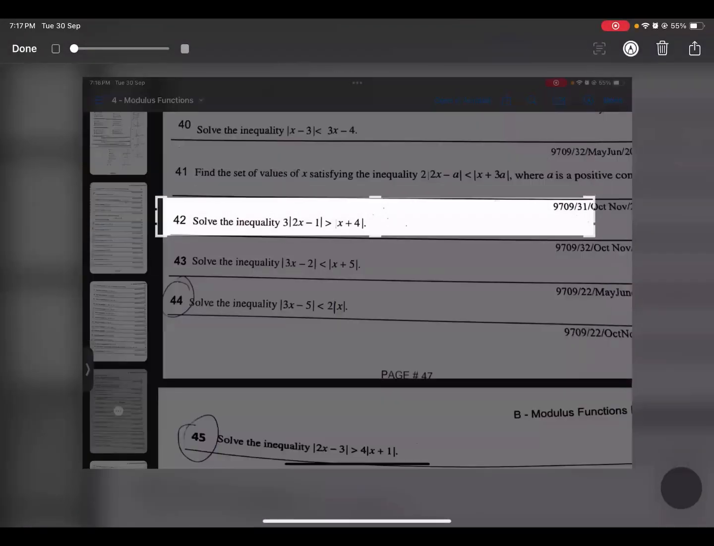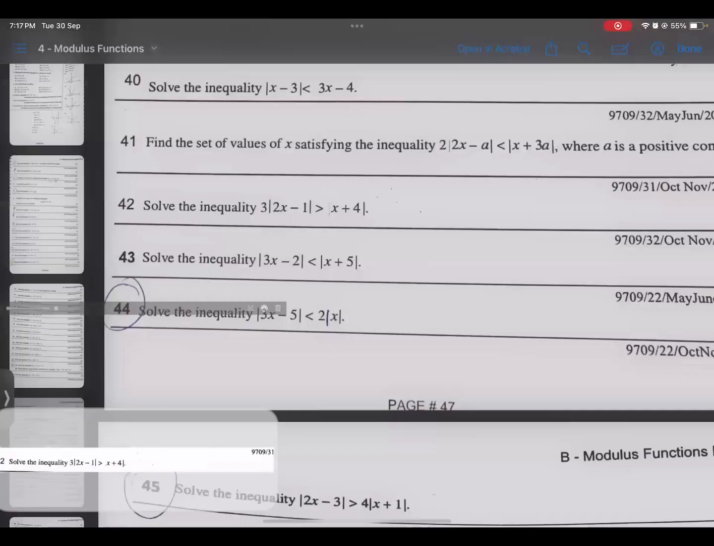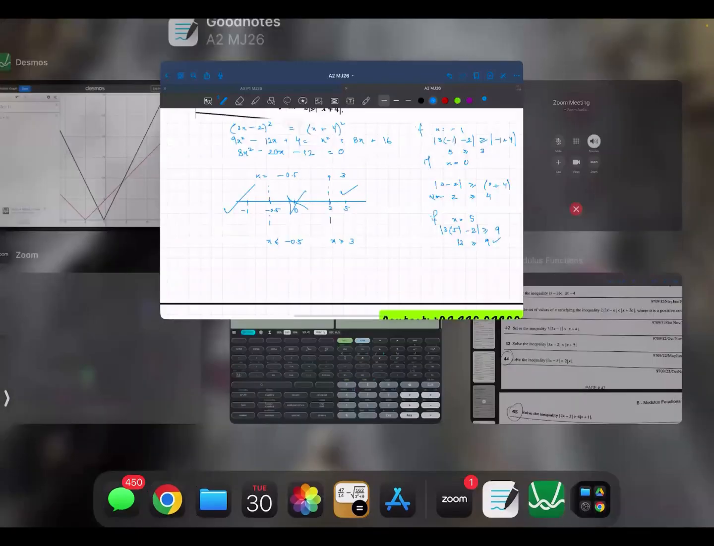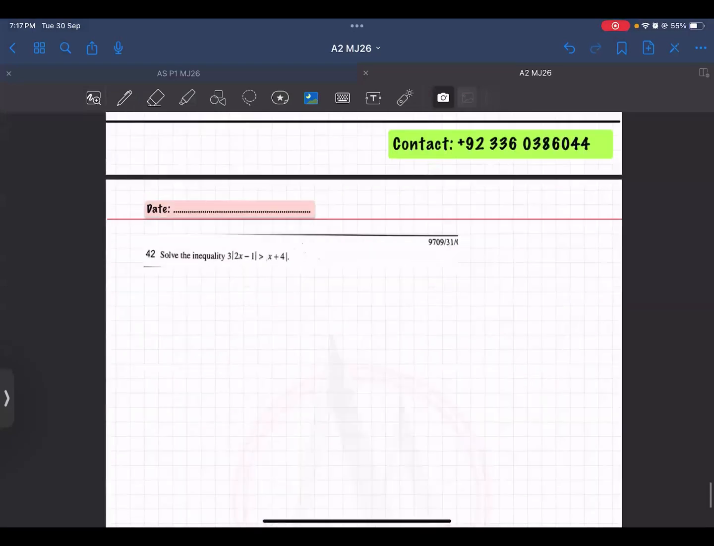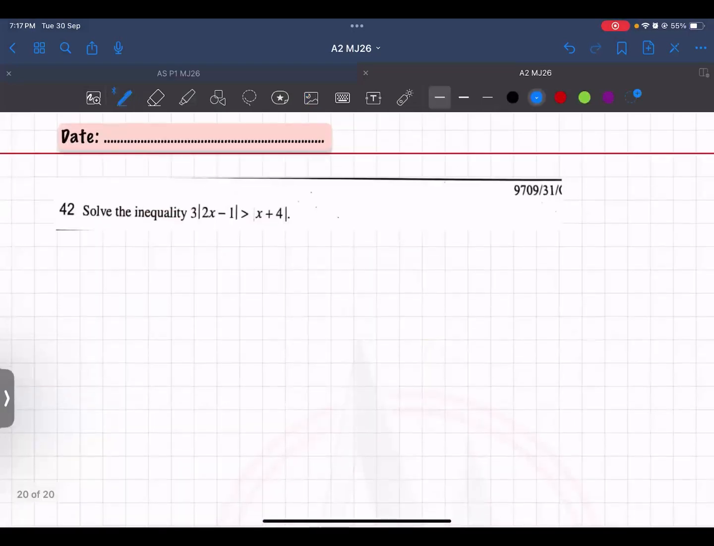The 3 can also be multiplied inside the bracket. That is one of the ways. Or you can keep it outside and square everything. That is another way. But the method is still the same. So squaring on both sides, forget about the inequality, you will get (3(2x − 1))² ≥ (x + 4)². So this would be 9(4x² − 4x + 1) = x² + 8x + 16. And then you can work it out completely. The rest of it is the same.